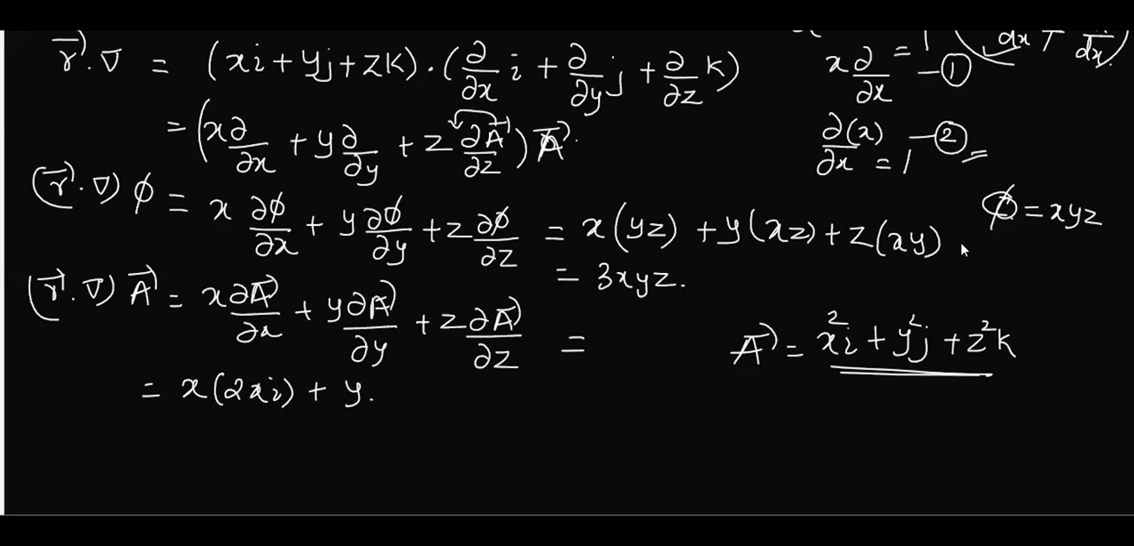Similarly, with respect to y, 0 plus 2yj plus 0 means only 2yj will remain. Next, with respect to z, 2zk. You can simplify by taking common. What is common throughout? 2 is common. Just check, after taking 2, is A bar remaining? All of you just check. Correct? This is what you will get.